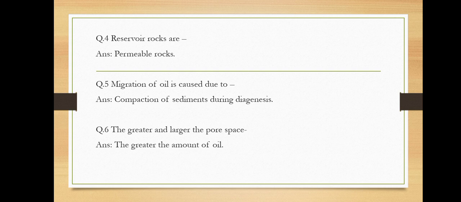Question number 4. Reservoir rocks are permeable rocks. Permeable in the sense that reservoir rocks are made up of those sedimentary rocks which have high porosity as well as permeability. Permeability comes from the interconnection of the pore spaces. The pore spaces are larger in size in the sedimentary rocks which make up the reservoir rocks, and the pore spaces are also interconnected. This allows the oil to migrate through the reservoir rocks. So the answer is permeable rocks.